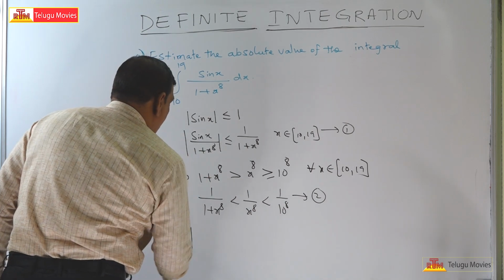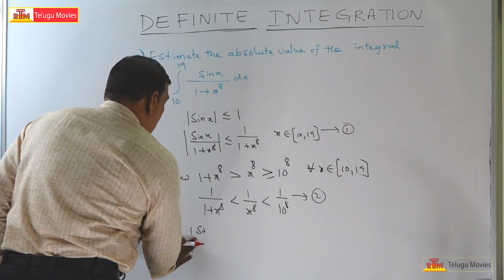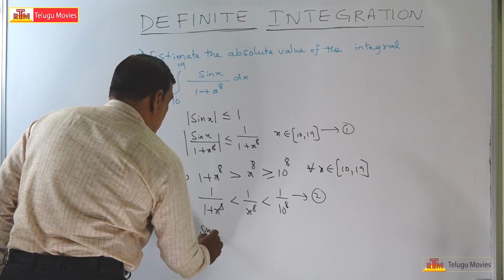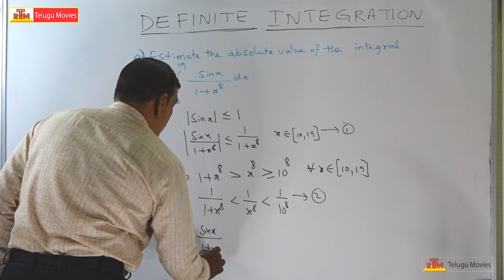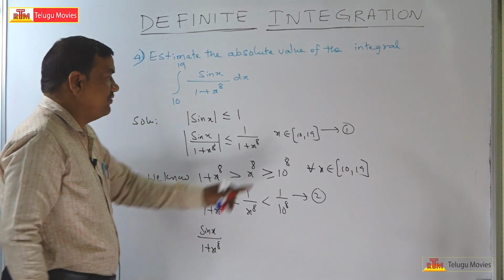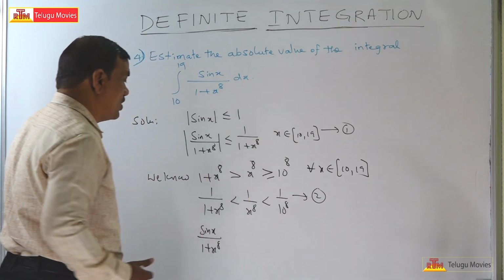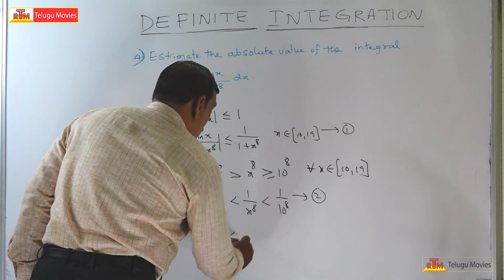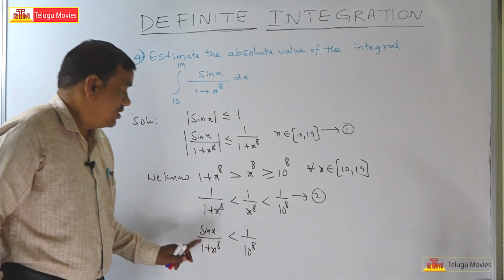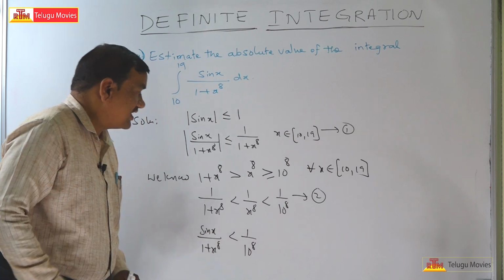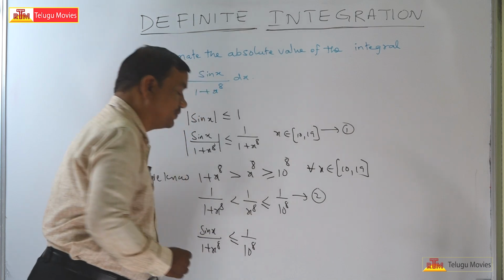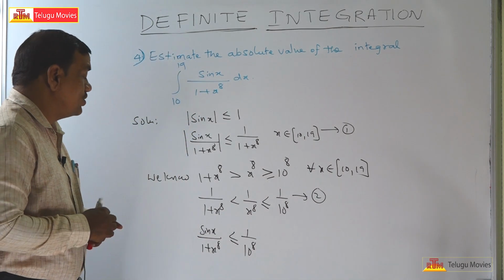You can remove the modulus for the numerator, nothing wrong in it. So that is equal to sin x by 1 plus x power 8. You can remove the modulus because it is a positive quantity when x belongs to 10 to 19. So this is less than or equal to 1 by 10 power 8. Now almost we came to an end.